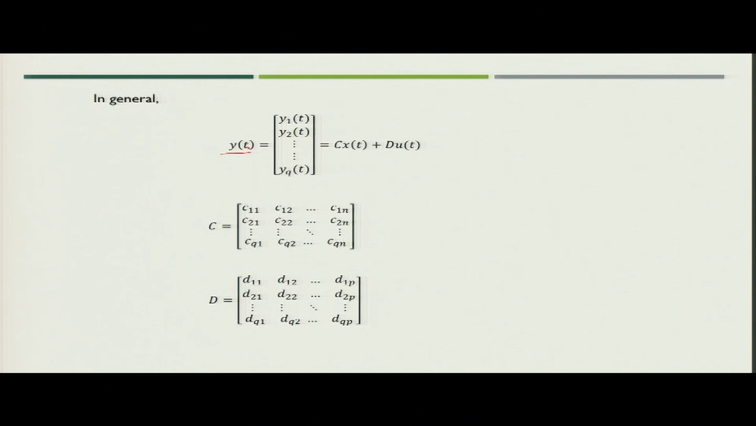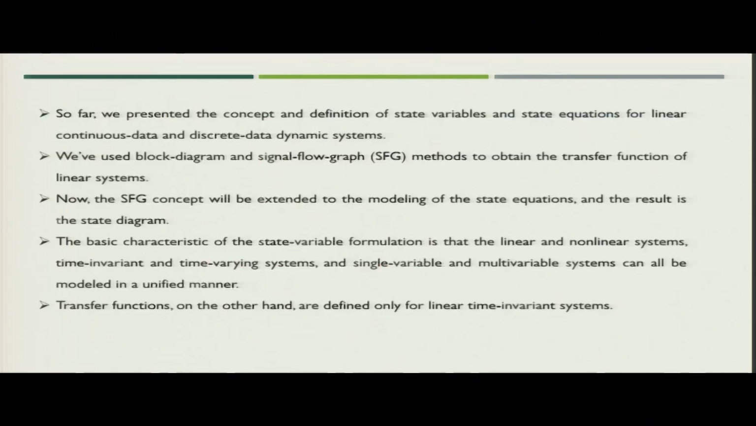So, if there is a set of q output variables, y t will be the output vector containing q terms, starting from y1 to yq. This also can be represented in matrix form. So, y you can write as C x t plus D u t, where C is again a matrix which is q cross n matrix and D is the matrix having dimension of q cross p.